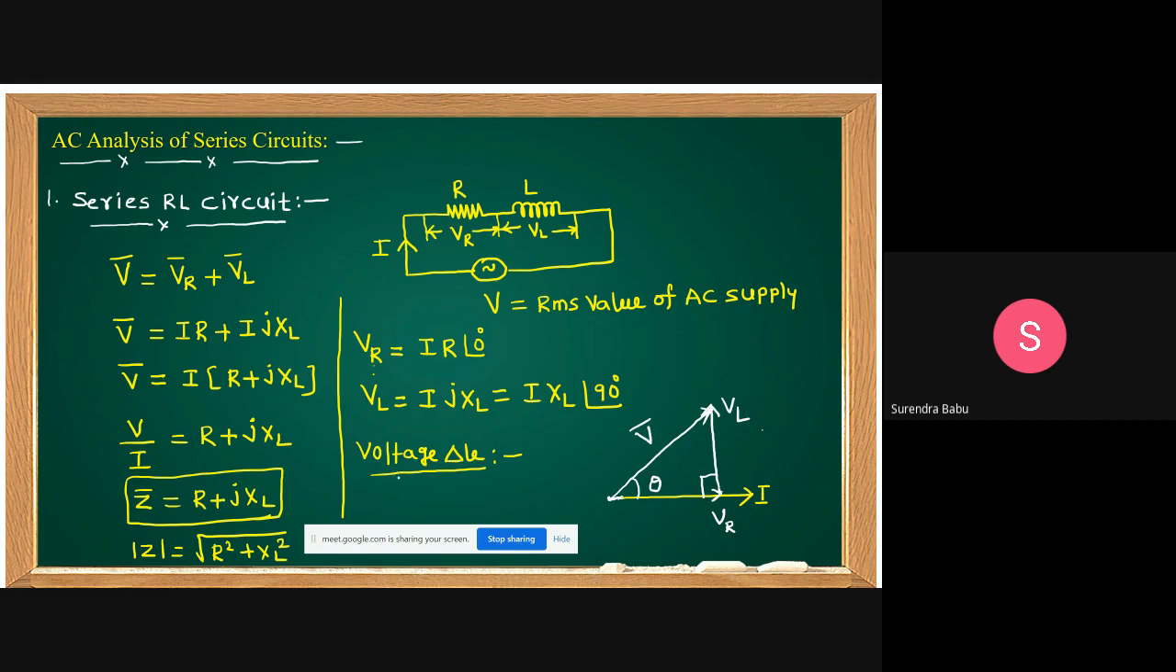Now from this voltage triangle, what is V, students? Very important formula. In a series RL circuit, the resultant V, if you want only the magnitude, is found by applying the Pythagoras theorem, as this is a right angle triangle. V square equal to VR square plus VL square. Then V equals the square root of VR square plus VL square.